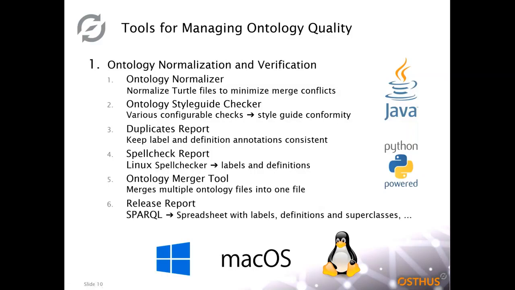Finally, we have the release report. It sends off a SPARQL query to fetch information about our ontology across the files. So we get a spreadsheet with all the labels and definitions and superclasses. But since this is based on a SPARQL query, you can write your own queries and basically get any spreadsheet you like. Technically, it's a tab-separated values file.